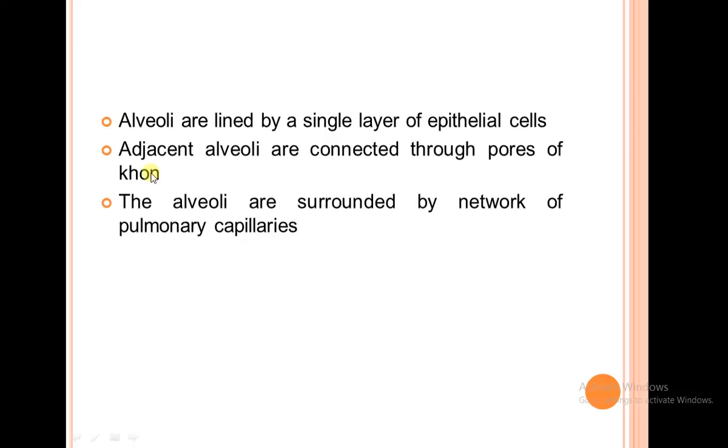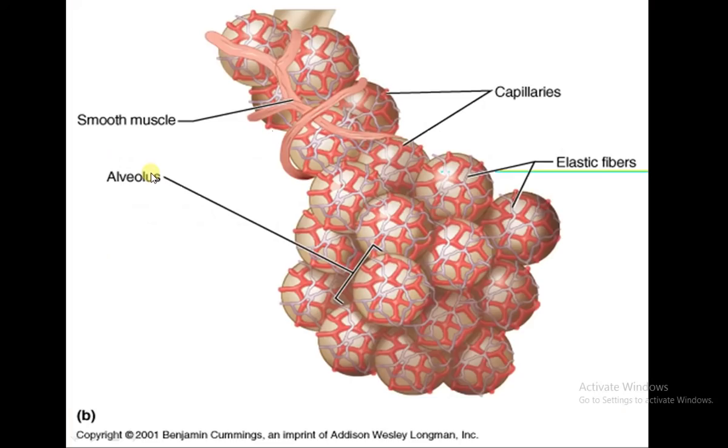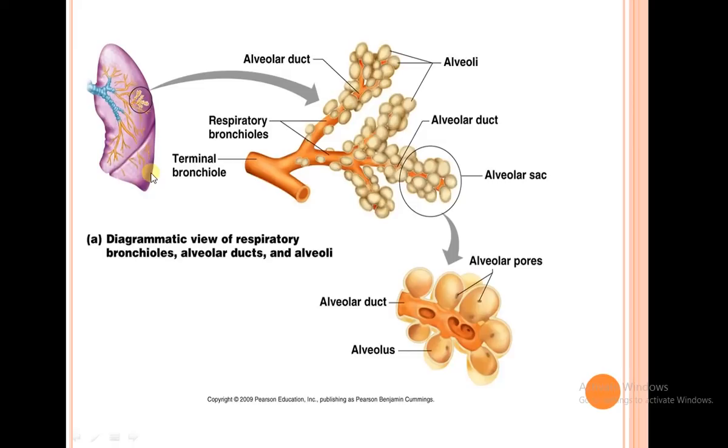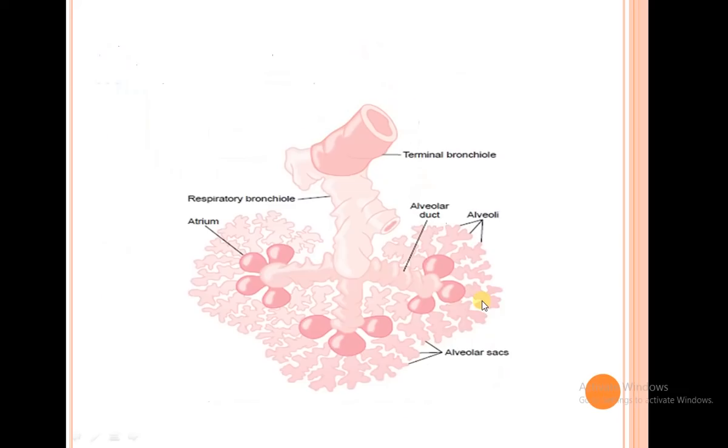Now I will show you this in the diagram. So here we can see a section of the alveoli, and here you can see small openings or spaces. This one as well. Now these openings are the alveolar pores, and these are meant for collateral ventilation, and this collateral ventilation provides alveolar stability.